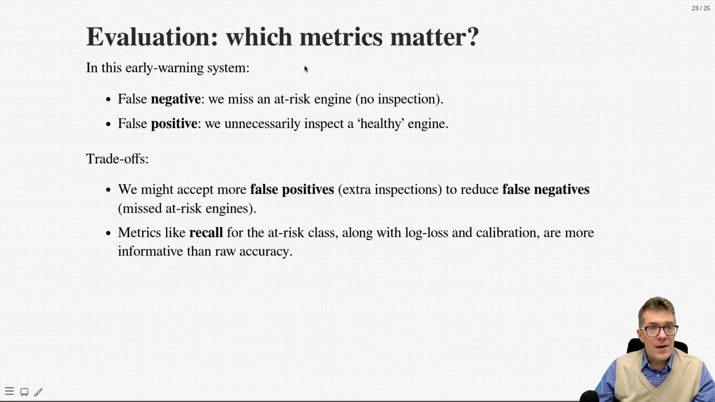So going back to the use case, which metrics matter? So this is an early warning system. False negatives mean we'll miss an engine that could fail because we'll have no inspection, and therefore a tragic accident could occur. If it is a false positive, so the model says this is positive, which means that the engine will fail, but we're wrong, we've sent a team to inspect it unnecessarily. The engine's fine. That'll cost us something, but certainly it'll cost us less than the false negative.